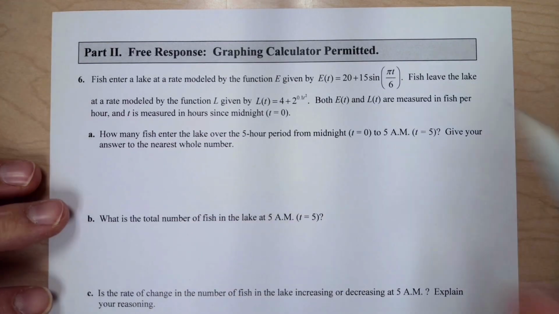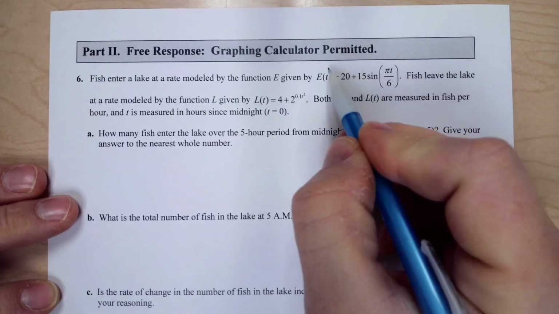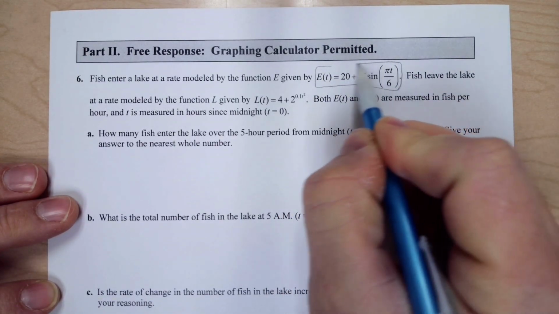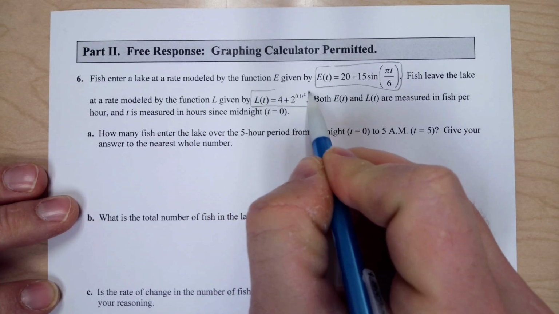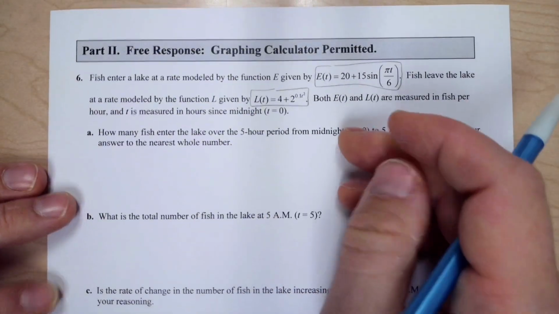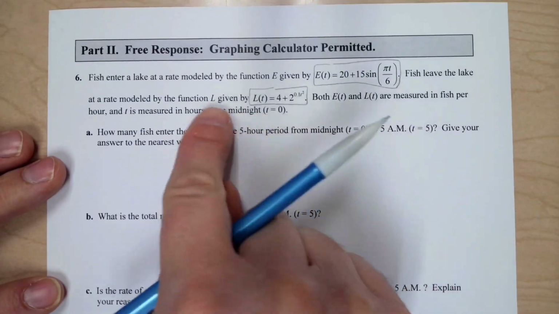All right, number 6, we have two rate functions. So it's important to understand that this is the rate at which fish are entering, and this is also the rate at which the fish are leaving. These are rates, and that matters when we answer these questions. The verbiage will relate to that.